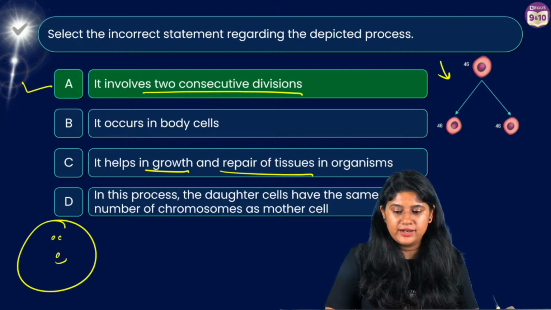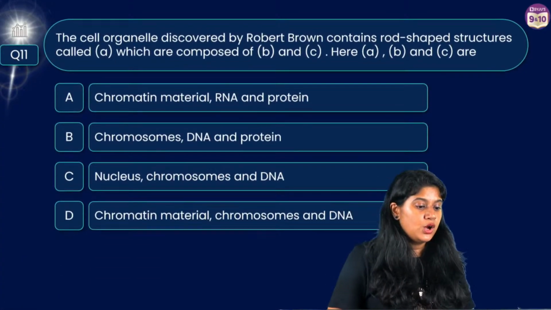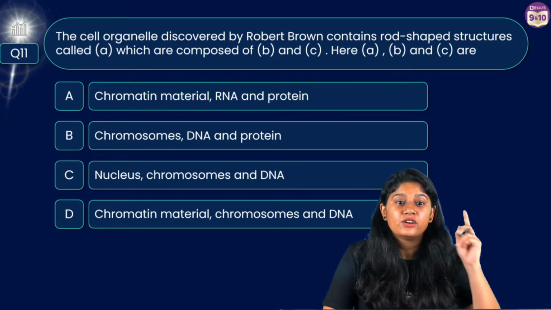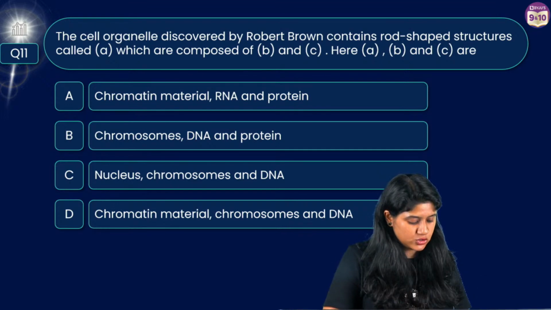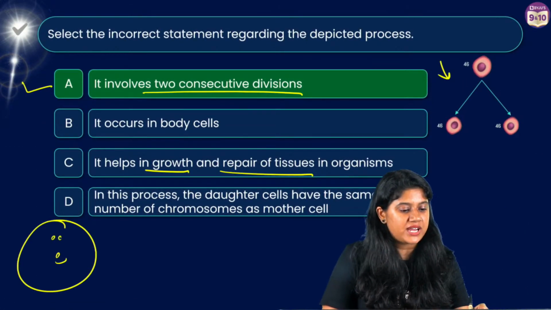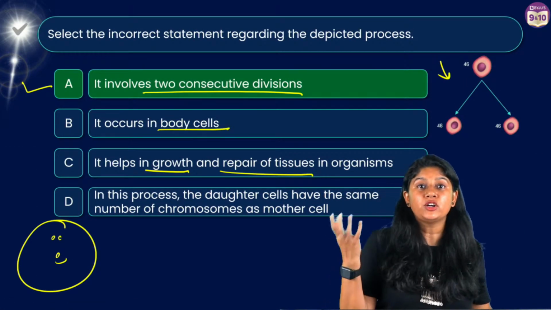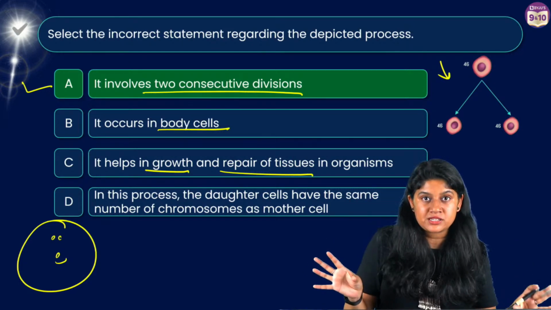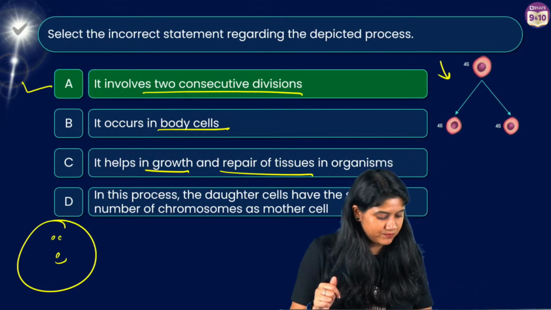Next question, everyone. Let's take a look at the next question, which is question number 11. Gulab Singh, you are asking why not option B? Sorry, I'm just going back and helping him to understand. Again, the mitotic division happens in body cells. Meiosis happens only in gametes. That is the reason.